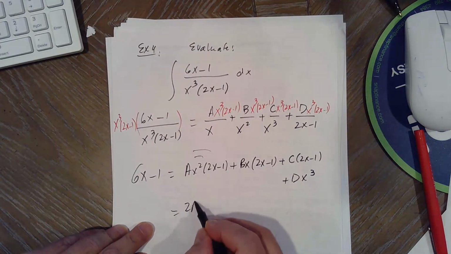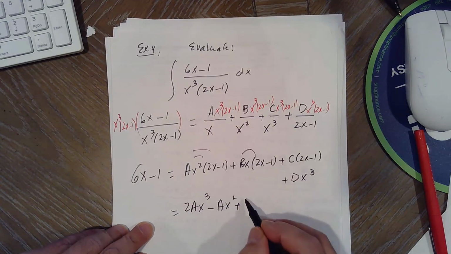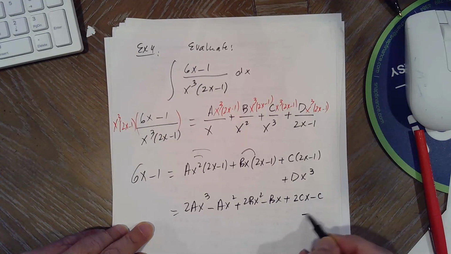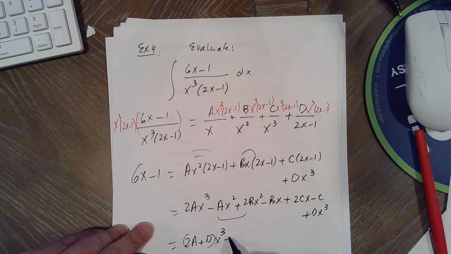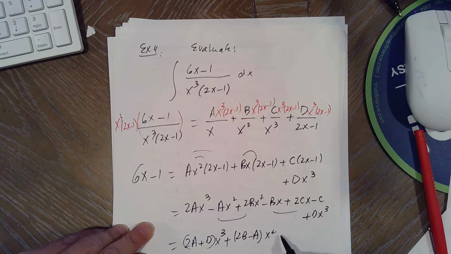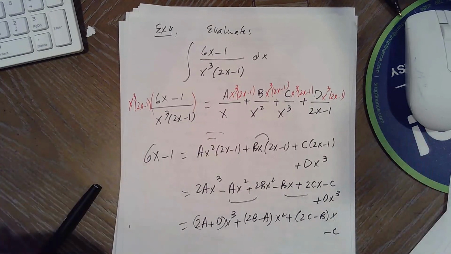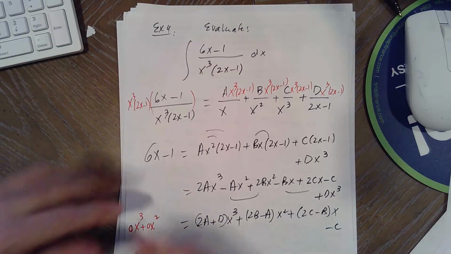So we have 2ax cubed minus ax squared plus 2bx squared minus bx plus 2cx minus c plus dx cubed. We're going to put the x cubed terms together, the x squared terms together, plus 2b minus a x squared, and then the x terms together, plus 2c minus b x, plus or minus c. There's no x cubed and no x squared on the left, so we put zeros for those, and then plus 6x minus 1.